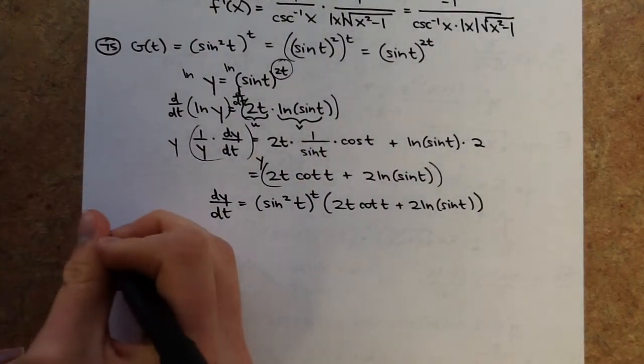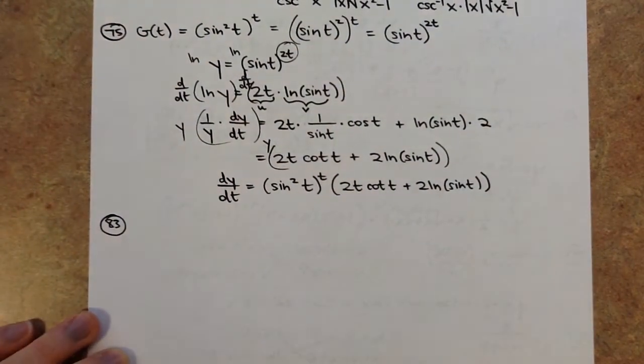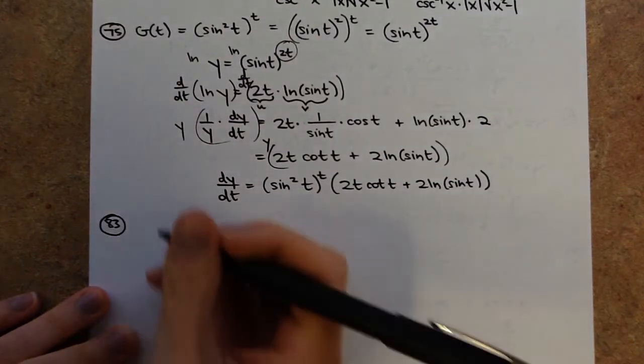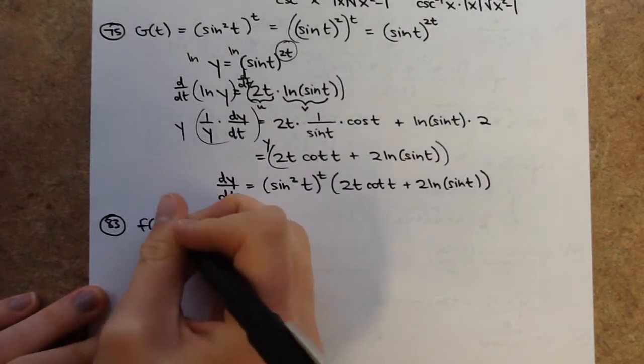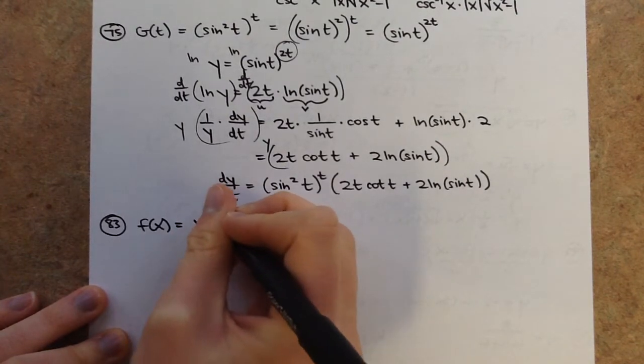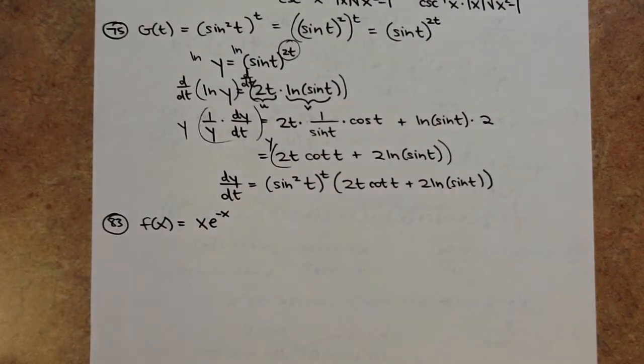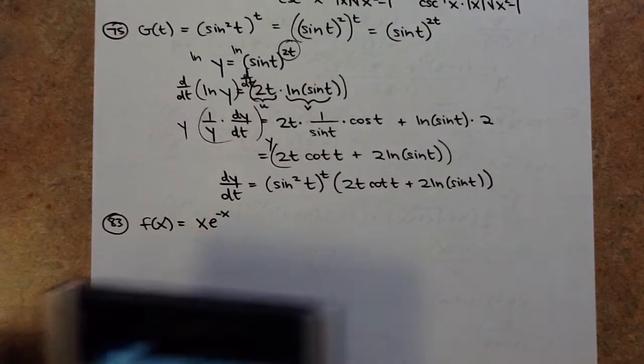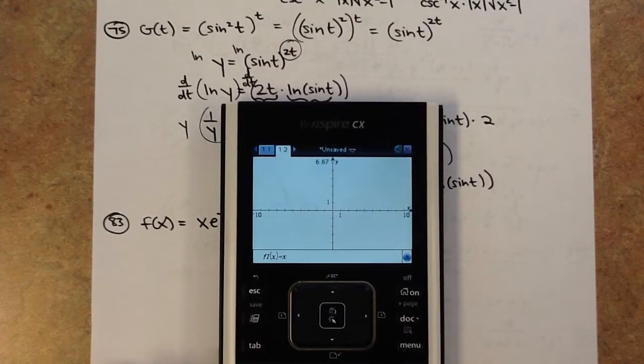Okay, next one that we've got is number 83. This is one of the inverse derivatives. So f of x, and it gives the function up above, f of x is equal to x times e to the negative x. So showing that a function has an inverse, really the only thing that you can do for that is just kind of graph it. And I won't ask you to show these things, but just to show you what they're looking for. So I'm going to graph this. So x and then times e to the negative x.